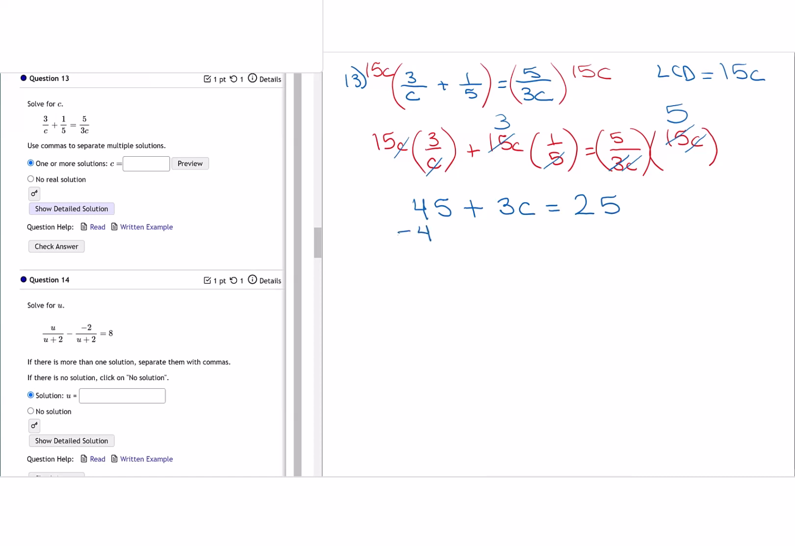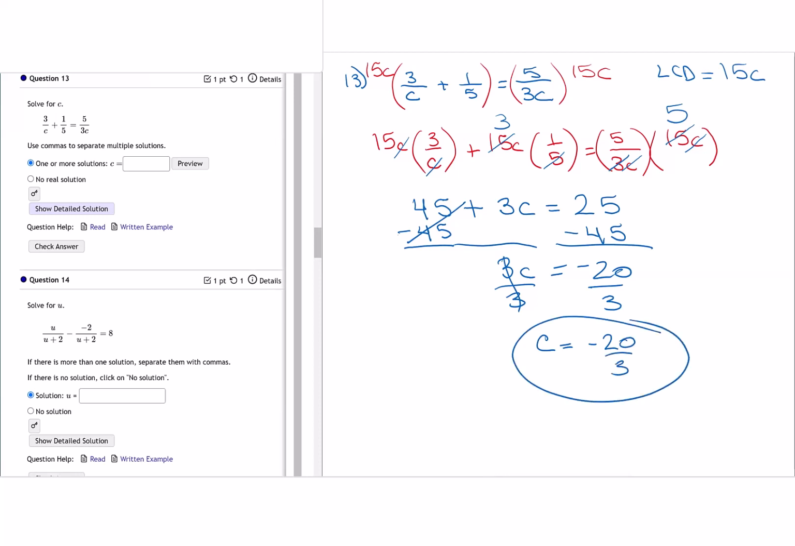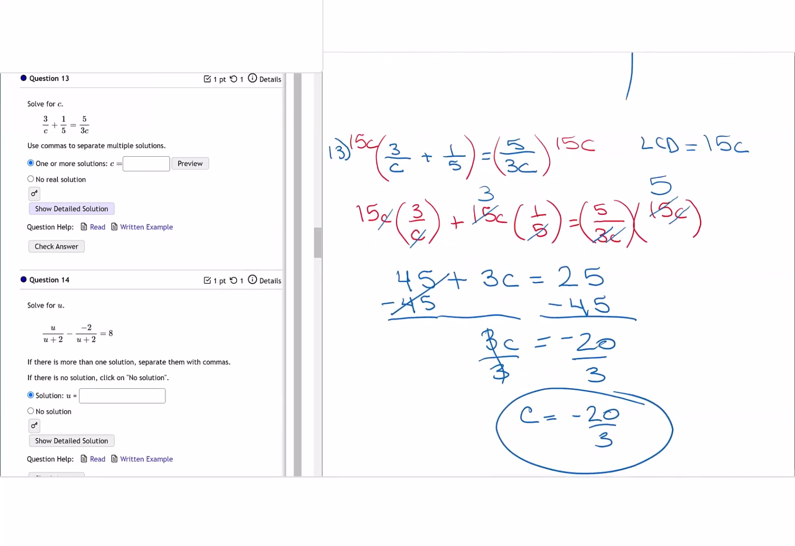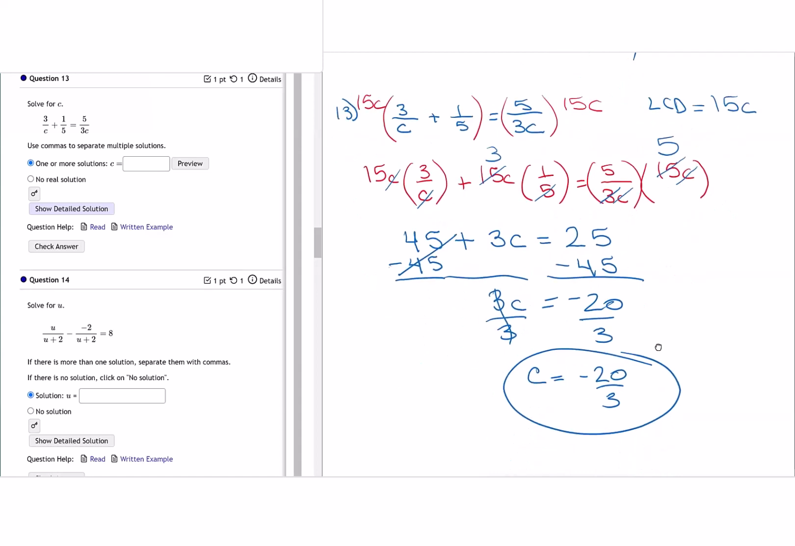I subtract 45 from both sides. I get 3c equals negative 20. Divide both sides by 3. And c equals negative 20 divided by 3. And notice we have the same answer. Negative 20 divided by 3, negative 20 divided by 3. This was a little bit cleaner.